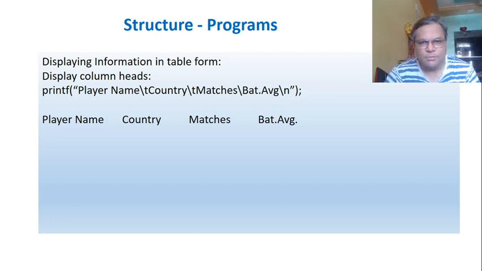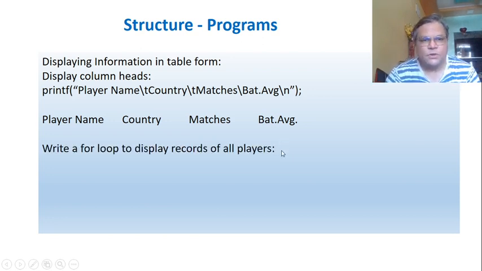So the output of this line will be like this. I have missed the \t over here, so I will write that \t whenever I am writing the program. So the output of this printf will simply come like this. It will display 4 words with space in between. Now below these columns we should display the records of the cricket players. Like below player name, I should display names of all the players. Below country, I should display their corresponding country, matches played, and then the batting average.